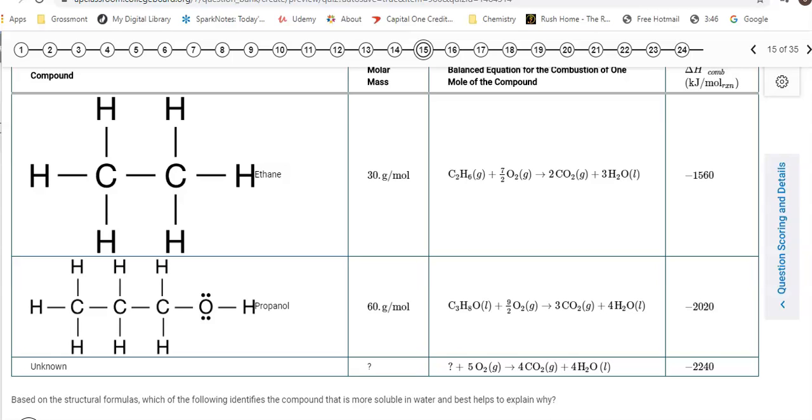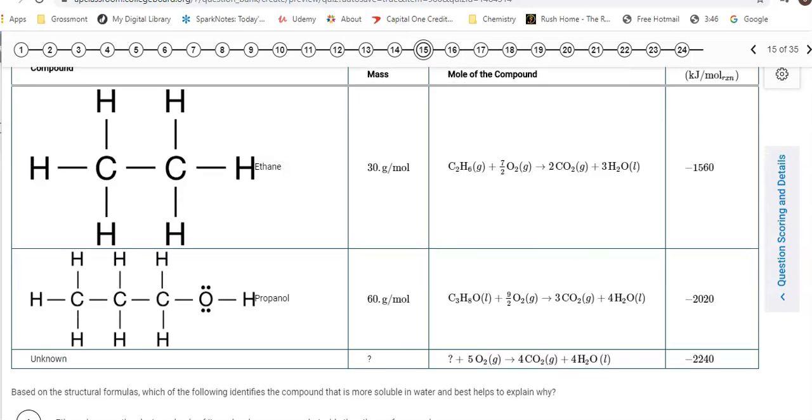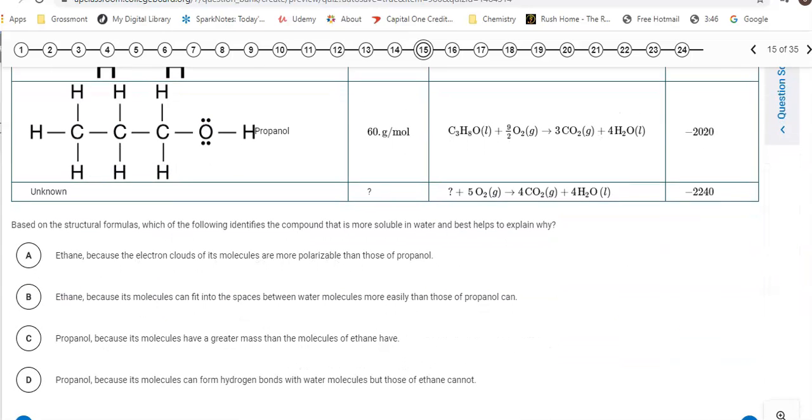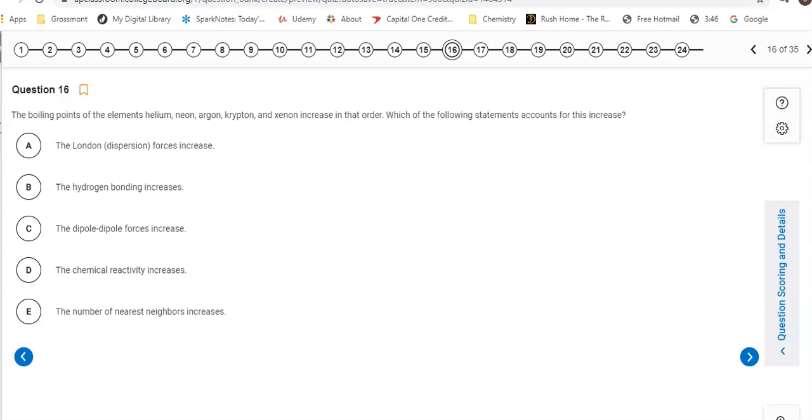So the answer, which explains why, is all the different types of bonds. The answer to this one is D, propanol, because its molecules can form hydrogen bonds with water molecules, but those of ethane cannot. That is the correct answer. Okay, move on.